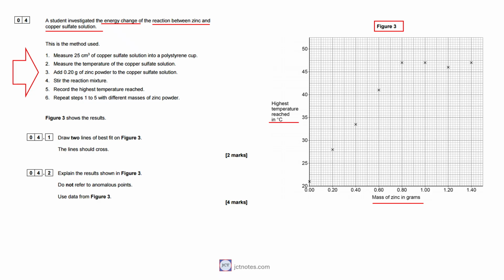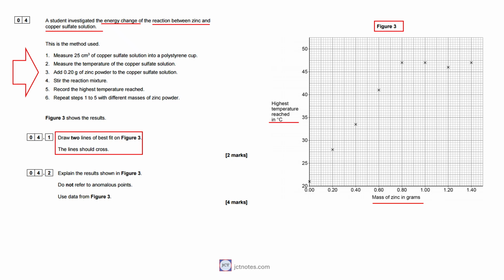Question 4.1 asks us to draw 2 lines of best fit on Figure 3, and specifies that the lines should cross. This is worth 2 marks, but according to the examiner's report, less than half of students got this completely right. Let's make sure you aren't one of them.